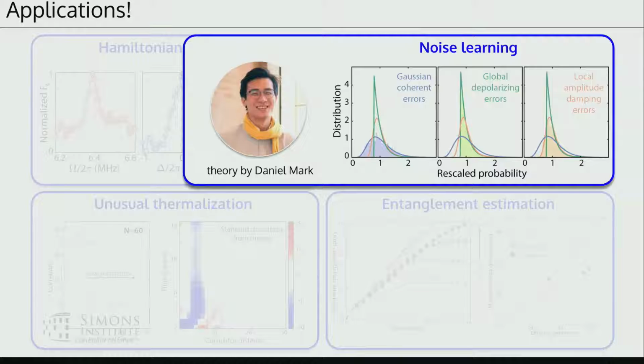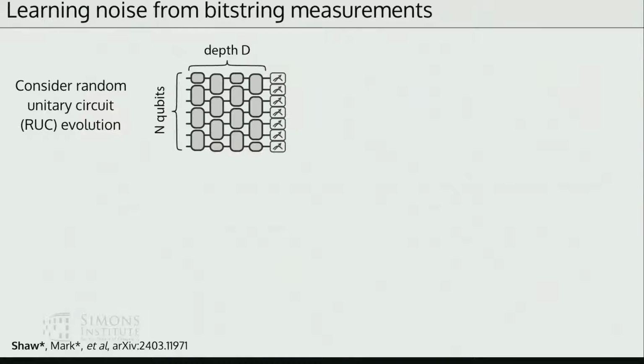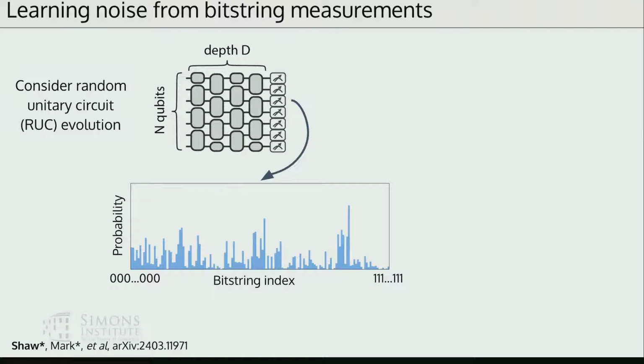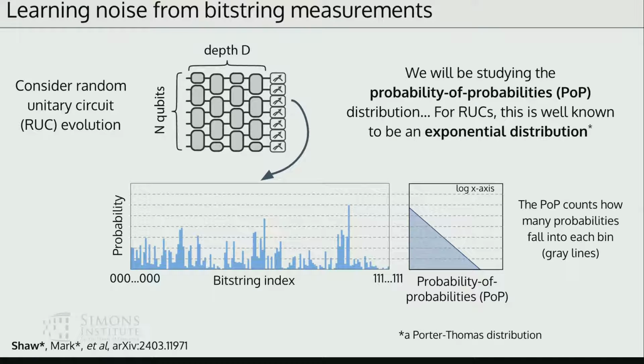So what do I mean by noise learning? We're going to step back from the Hamiltonian systems for a moment and just consider RUC evolution, some n qubits in depth d. And as we just heard about in the last talk, you can measure the output of this RUC system, and you'll get some probability distribution. And if you look at the probability of probabilities of this, then you'll see that this follows this universal distribution, well known to be this exponential distribution or Porter-Thomas distribution.